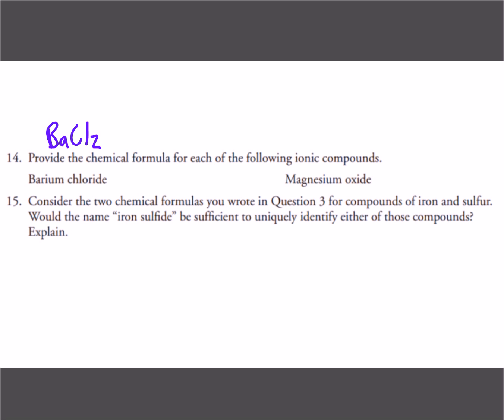Magnesium is 2 plus. Chlorine is 1 minus, guys. So you need 2 of the 1 minuses to balance out that 2 plus charge. Magnesium oxide. Tell me the charge on magnesium first. Oxide or oxygen would be 2 minus. So what would be our formula when they balance each other out? MgO.